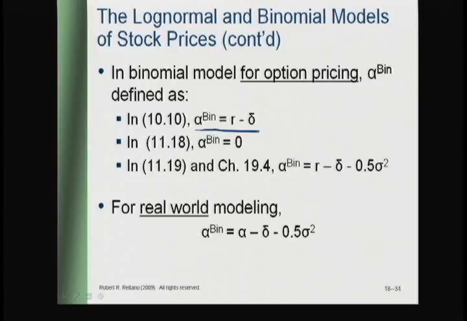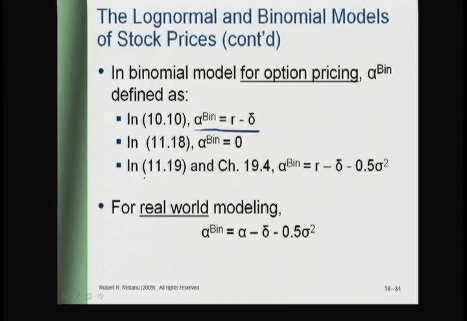But it was also noted in Chapter 11 there are other models for the binomial which are equally useful in pricing options. And one was in Formula 11.18, which was referred to as the Cox-Ross-Rubinstein model for the binomial. And there, the alpha binomial was 0. There was no h term. There was only the square root term.